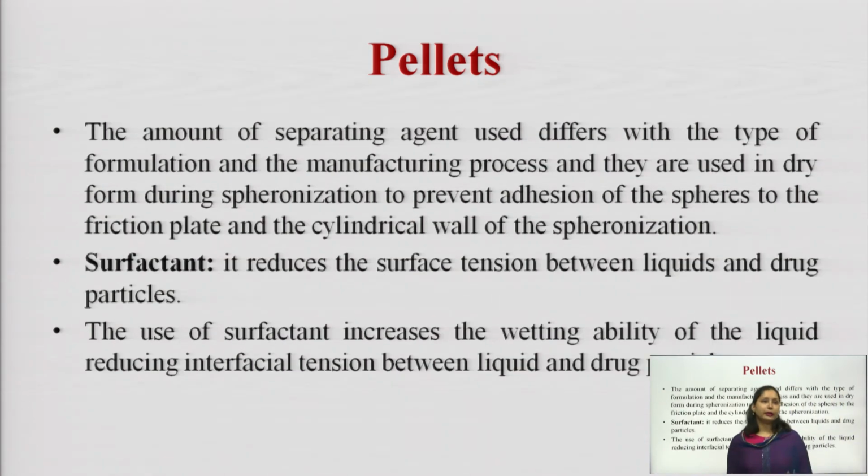The amount of separating agent used differs with the type of formulation and the manufacturing process, and they are used in dry form during spheronization to prevent adhesion of the spheres to the friction plate and the cylindrical wall of the spheronizer. Okay. So, the amount and the type of separating agent depends upon the manufacturing process variables, the manufacturing process which we are going to use.